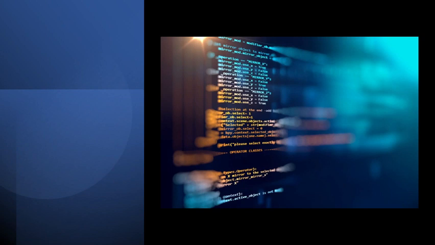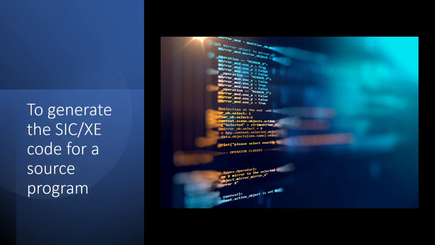Today we're going to be talking about how to generate the SIC code for a source program. We are going to generate object code.